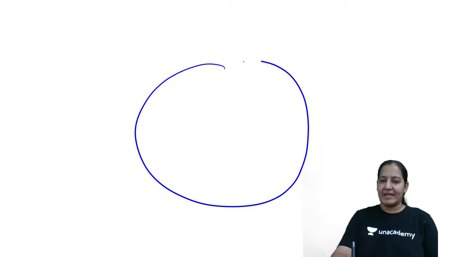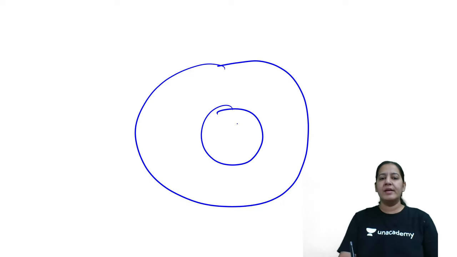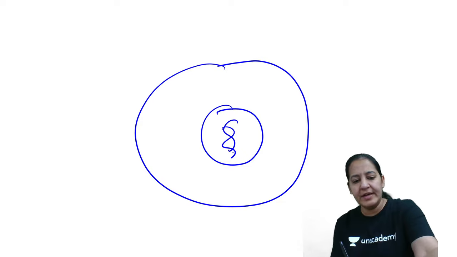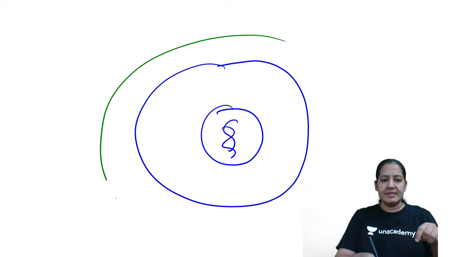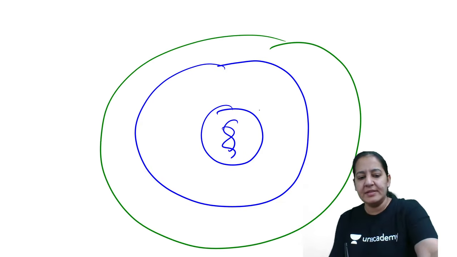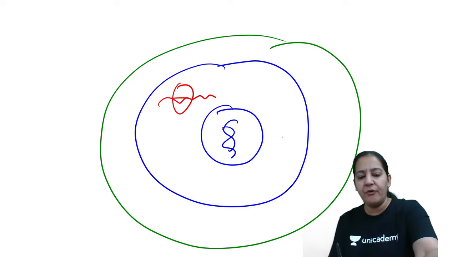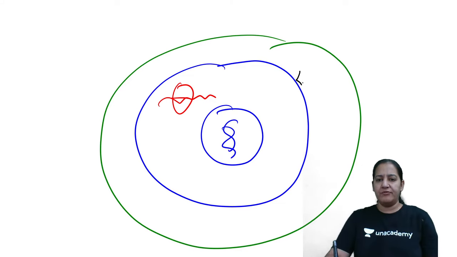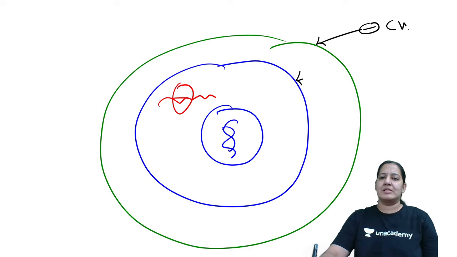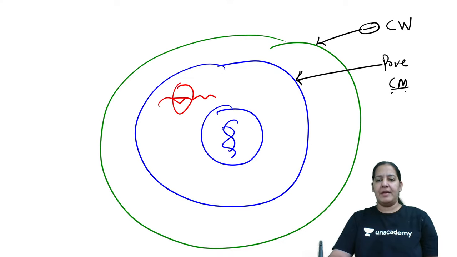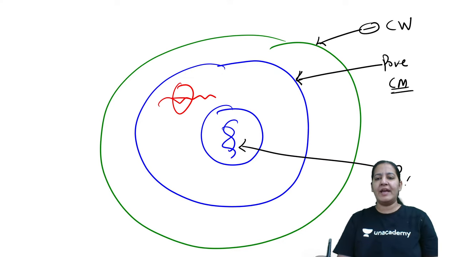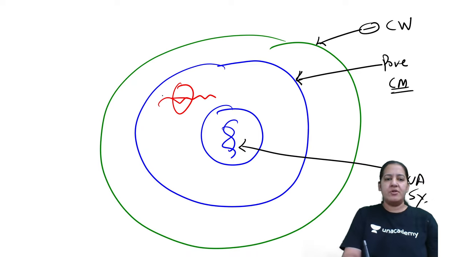So this is a cell of bacteria or any microbe. This is the nucleus. This is the DNA inside the nucleus. This is the cell wall. And you can say this is the ribosome. On the ribosome, protein synthesis is taking place. Now, there are four types of antibiotics or antimicrobial drugs. The drugs which inhibit cell wall synthesis. The drugs which cause pores in the cell membrane. The drugs which inhibit nucleic acid synthesis. And the drugs which inhibit protein synthesis.